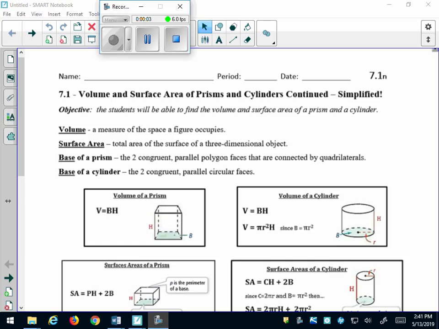Hi, today we're going to talk about surface area and volume of prisms and cylinders. This is a condensed version of these notes.